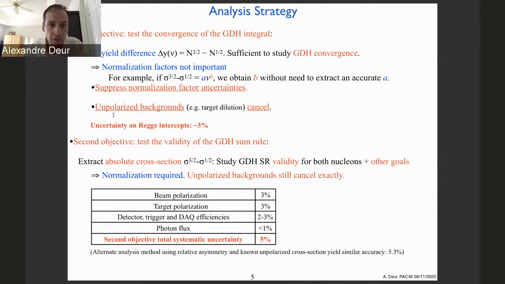The second objective of the analysis would be to test the validity of the GDH sum rule, not just check its convergence. For that, we need to extract absolute cross-sections, and that will also enable us to fulfill the other goal of the proposal that I mentioned earlier. So for absolute cross-sections, we do need to determine the normalization factor, but the unpolarized background still cancels exactly in the cross-section difference. Because we need to determine this normalization factor, we expect an uncertainty on the second goal of the proposal to be at the level of about 5%.